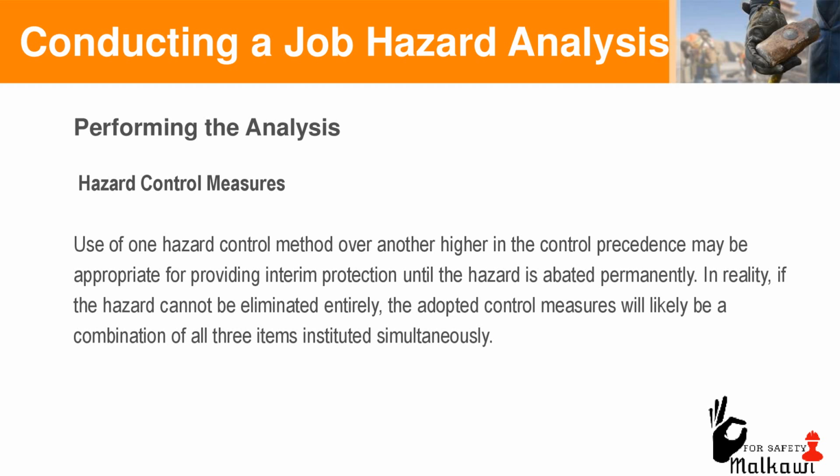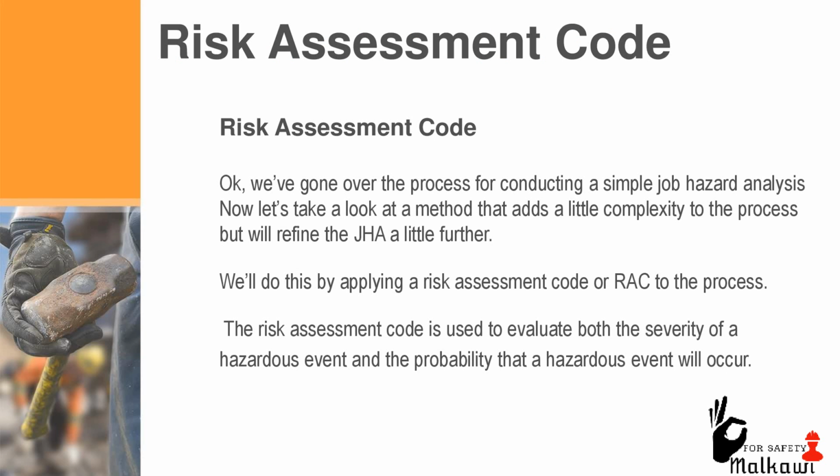Hazard control measures. Use of one hazard control method over another higher in the control precedence may be appropriate for providing interim protection until the hazard is abated permanently. In reality, if the hazard cannot be eliminated entirely, the adopted control measures will likely be a combination of all three items, instituted simultaneously.